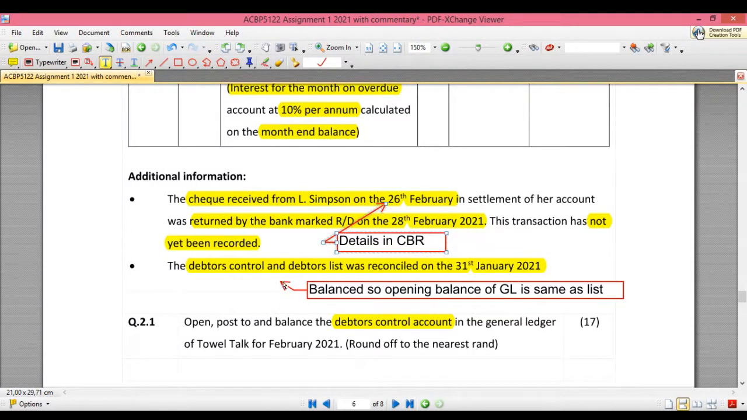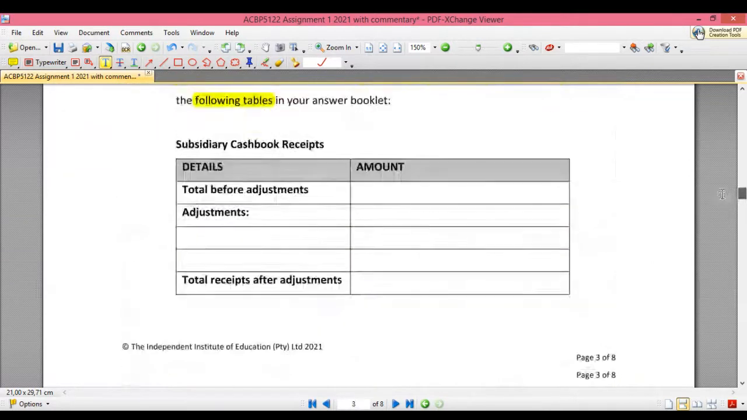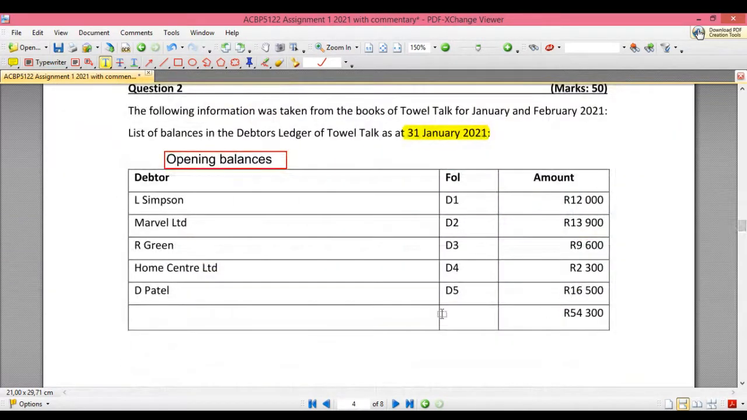And then the debtors control and debtors list was reconciled at the end of January, which means that it balanced. So the total would be your opening balance, and would also be your opening balance for your general ledger account. Okay, so because they've already balanced that, you know that the balances do agree.